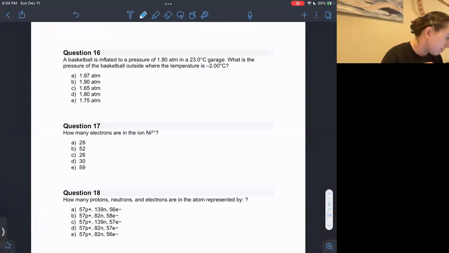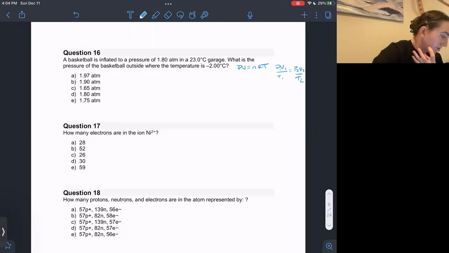Question 16. A basketball is inflated to a pressure of 1.8 atm in a 23°C garage. What is the pressure of the basketball outside when the temperature is -2°C? Okay, so I would be thinking about my gas laws. I think PV is equal to nRT, and I know my combined gas law is P1V1 over T1 is equal to P2V2 over T2.